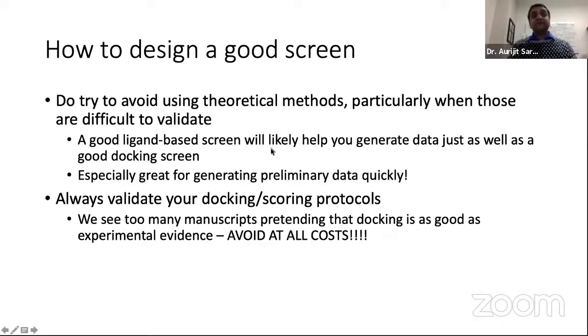A good ligand-based screen will likely help you generate a lot of data really quickly, whereas a really complicated theoretical method is going to be difficult to justify. Just don't do it, right? And if you do have to use docking and scoring, make sure that you validate your process. We see a lot of manuscripts for review where people claim that the findings from docking are as good as experiment. They are not.